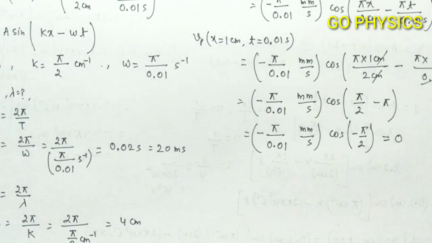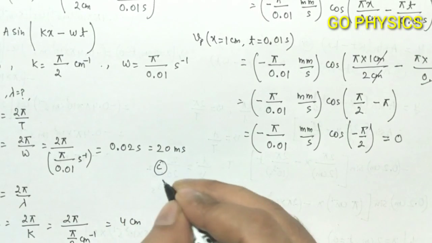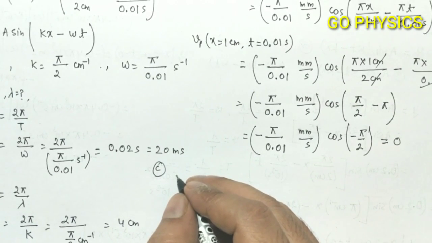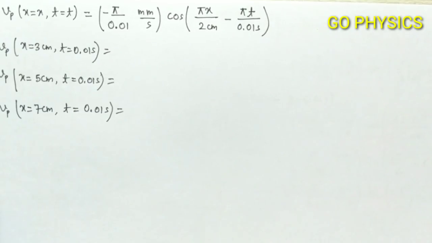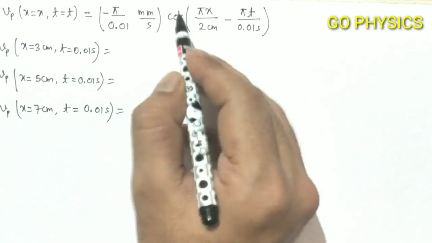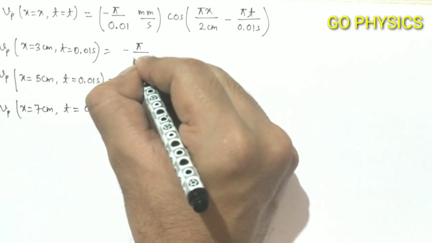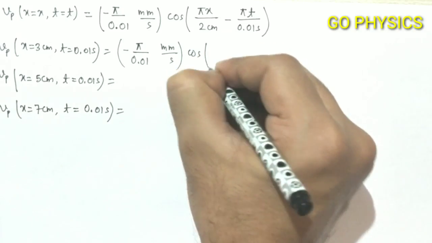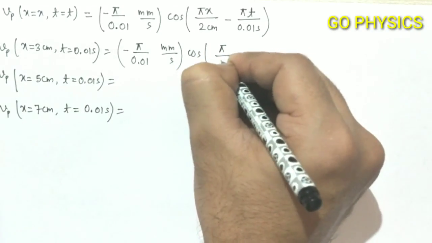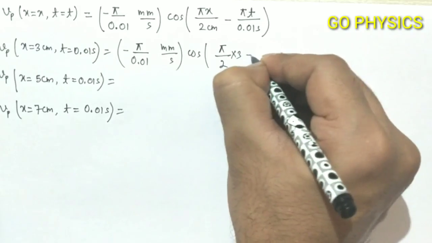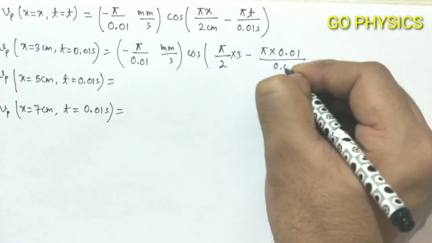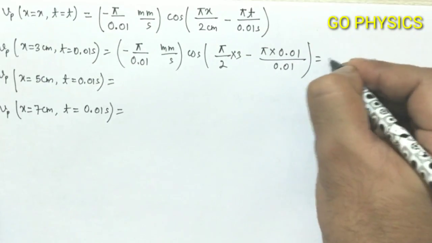Now see the C part of the question. In the C part, they are asking what are the speeds of the particle at x equal to 3 centimeter, 5 centimeter and 7 centimeter at t equal to 0.01 second. So now we are going to substitute these values in the given data. So this is minus pi by 0.01 millimeter per second cos pi by 2 into x, 3, minus pi into time, 0.01 by 0.01. If we simplify this, it will come out 0.